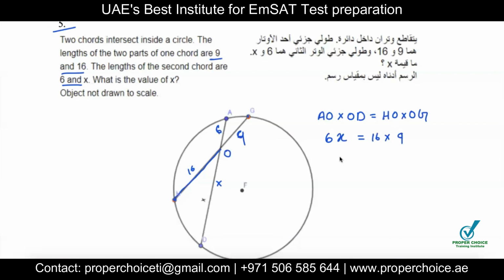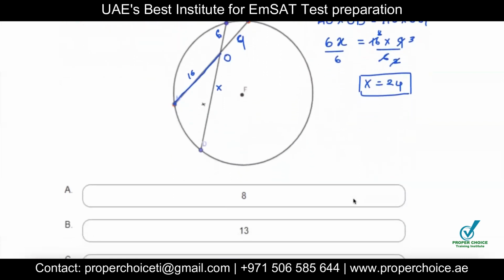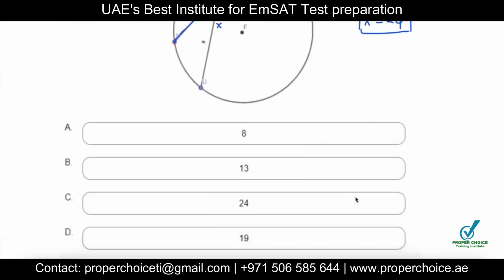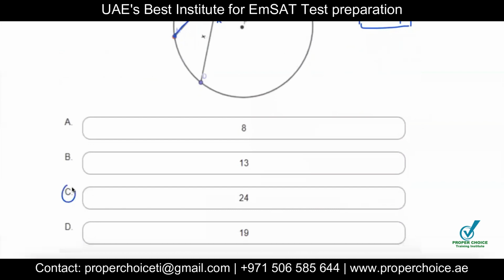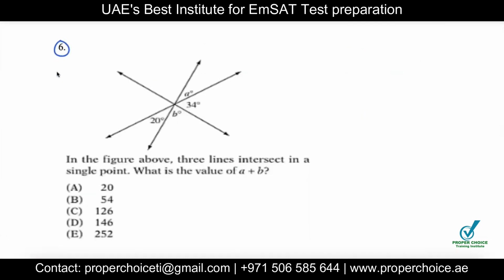Now we are asked to solve for x. So divide by 6, divide by 6 here. x is equal to 16 times 9 divided by 6. Let's take 3 times 2 is 6, 3 times 3 is 9, and 2 times 8 is 16. So 8 times 3 is 24. The value of x we get here is 24, and you can see it in the options, it corresponds to option C, which is 24.